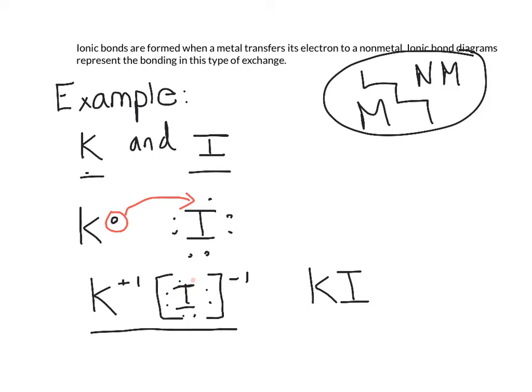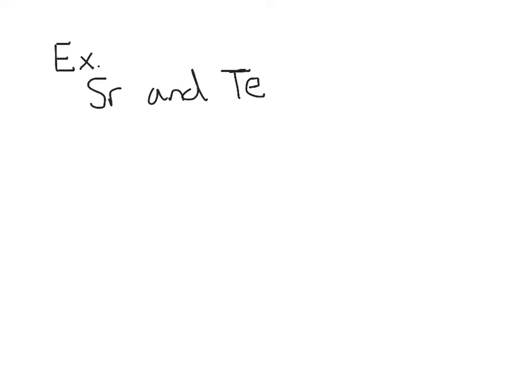Now, let's take a look at another. This example is strontium and tellurium. So we're going to start in the same place. I'm going to start by writing my strontium and doing my dot diagram. I have 1 dot, 2 dots, because I know strontium is in group 2, so it has 2 valence electrons. Tellurium, Te, is in group 16, so it has 6 valence electrons. So 1, 2, 3, 4, 5, 6.